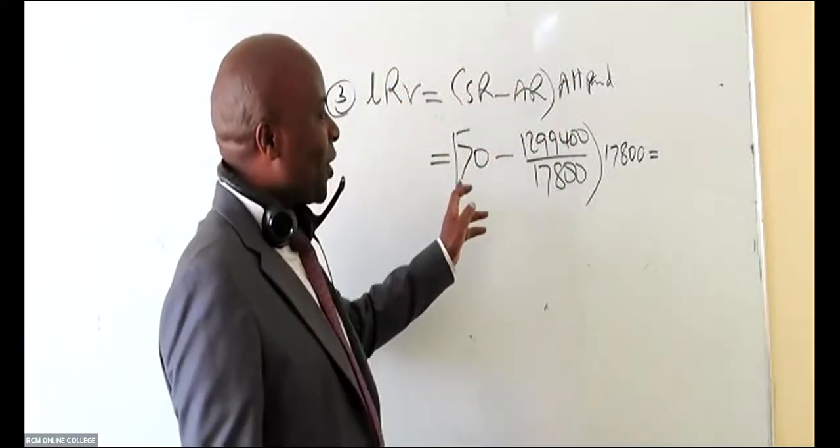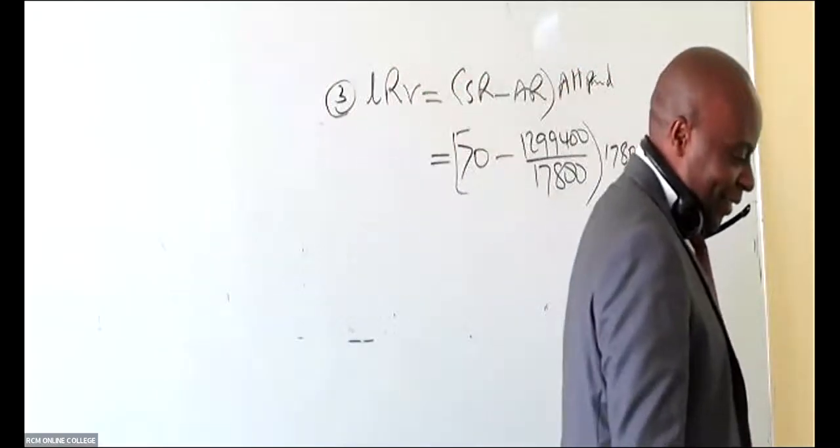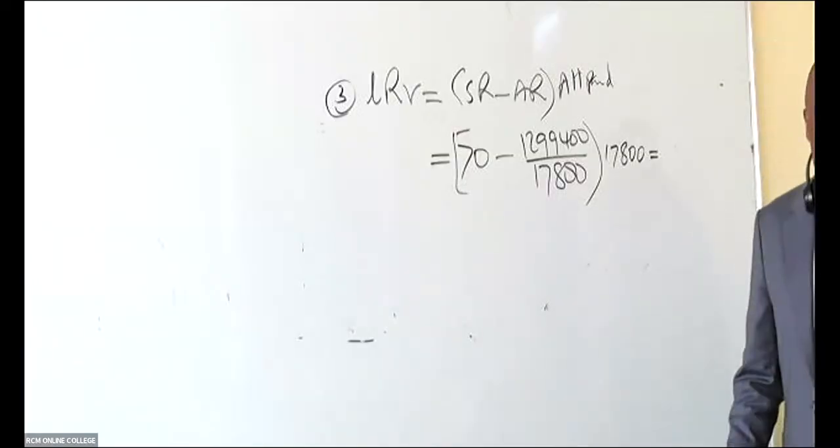So open brackets, 70 minus this divided by this, you close, times 17,800, gives 53,34, adverse.